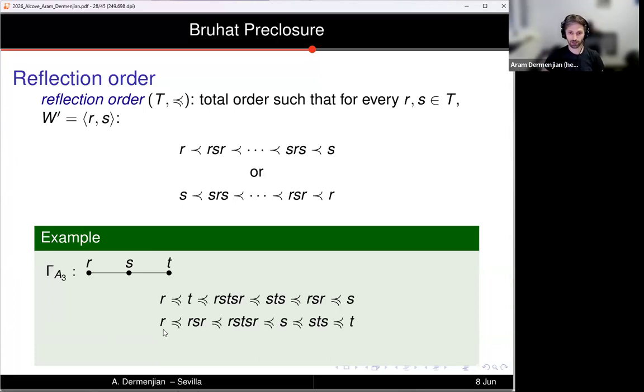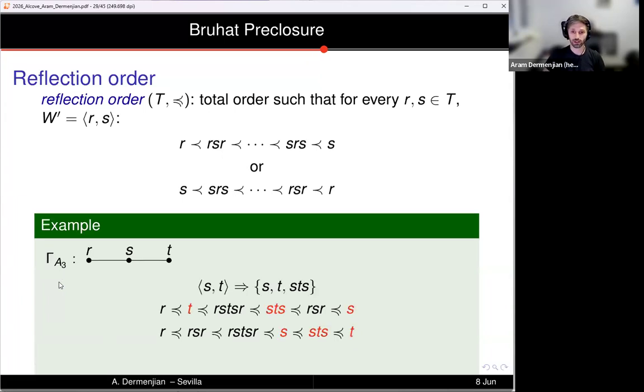So to see an example, if I look at RST, so this is like R3 one, we have two different reflection orders here. The fact that this exists is pretty cool, and this works for every single Coxeter group, even the infinite ones. As an example, looking at any particular pair, if I look at S and T, I'm going to have three elements being generated by this. And you can see that STS is going to be between T and S for both cases.